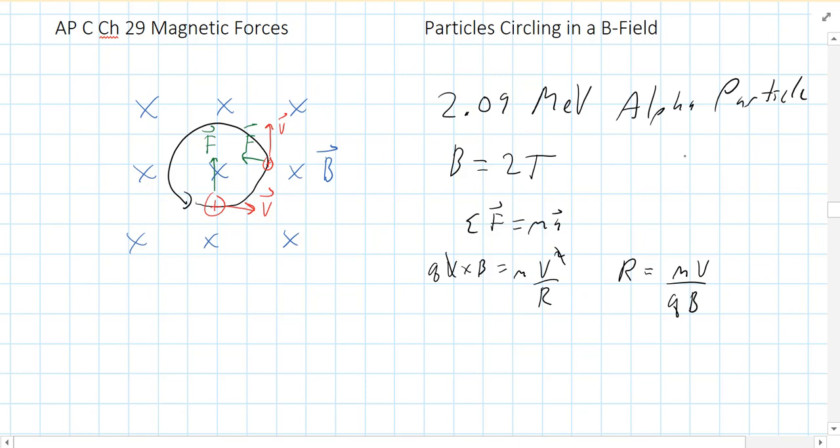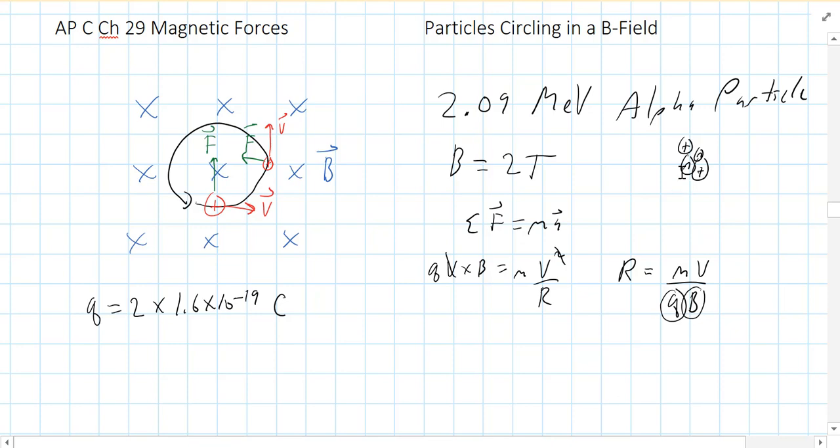Well, an alpha particle is 2 neutrons and 2 protons. It's a helium nucleus with the 2 electrons stripped from it, okay? So the charge, and I'll write this over here, the charge of that alpha particle is 2 times the charge of a proton, which is 1.6 times 10 to the negative 19th coulombs. So your charge is 3.2 times 10 to the negative 19th coulombs. So that's q. Okay, so we know the magnetic field. We now know q.